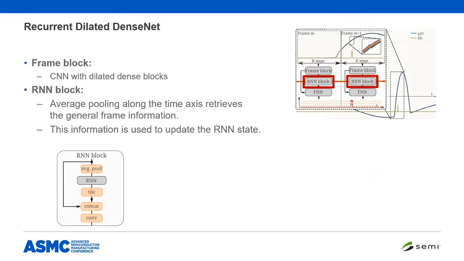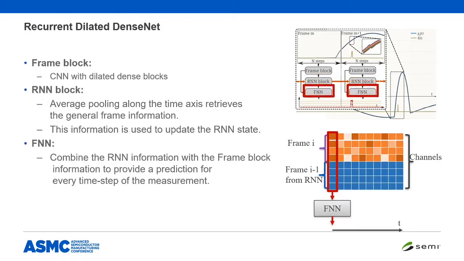The next block is the RNN block. The RNN block extracts the average information across the time axis and uses this information to update its state and pass on the information to the next frame. In the last block, the FNN block, the information on the time step level from the CNN and the information between frames from the RNN is cast into a single prediction for each time step in the frame.